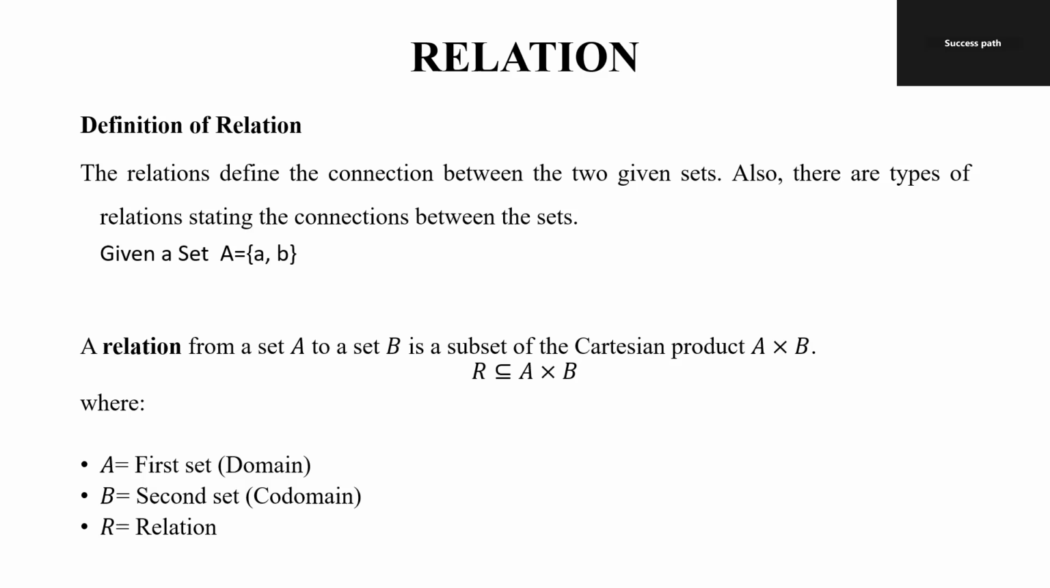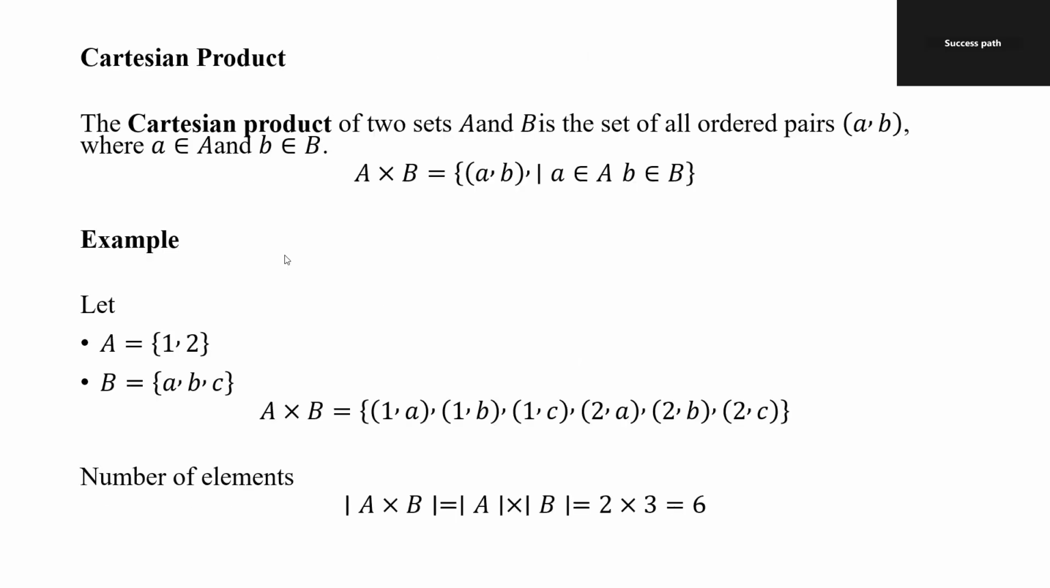So relation. The relation defines the connection between two given sets. For example, here A will be the first set, the domain, B the second set, the codomain, and R is the relation. First one, what is the Cartesian product? Cartesian product means we are just going to multiply. So A × B is the set of (a, b) where a belongs to A and b belongs to B.